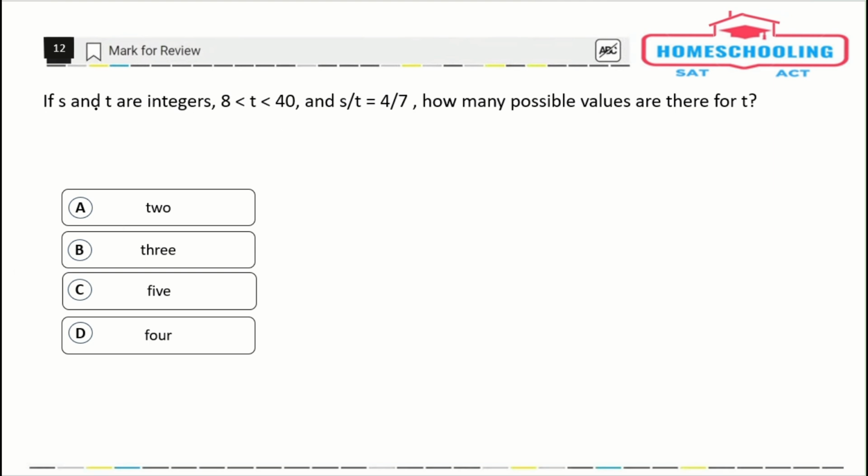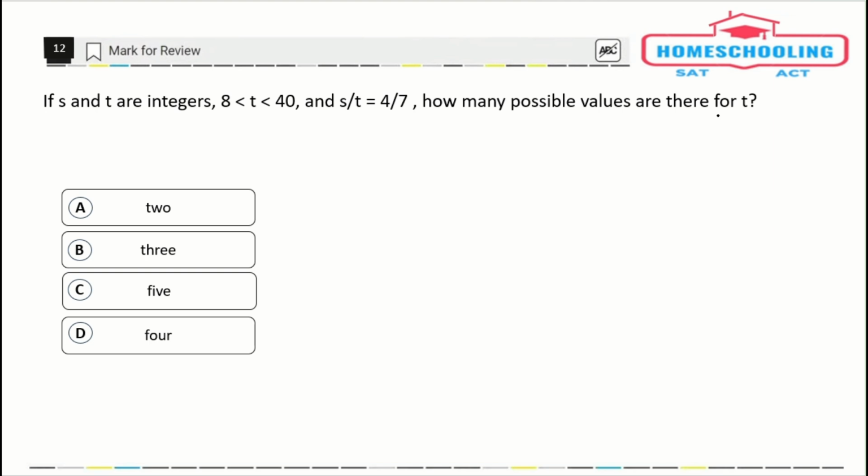So this is going to be the correct answer. In question number 12, it says that if S and T are integers and T is greater than 8 and less than 40, and the equation given is S divided by T is equal to 4 divided by 7, how many possible values are there for T?